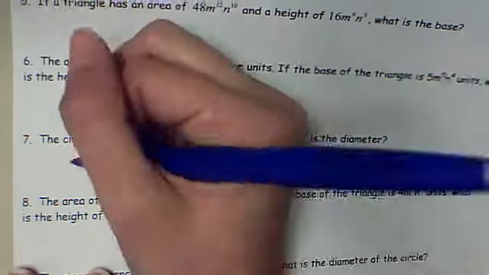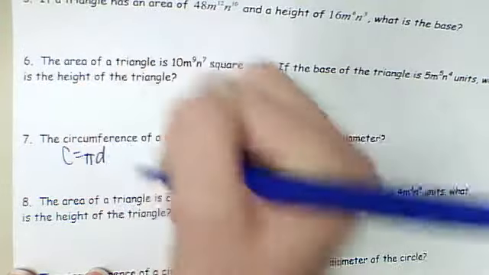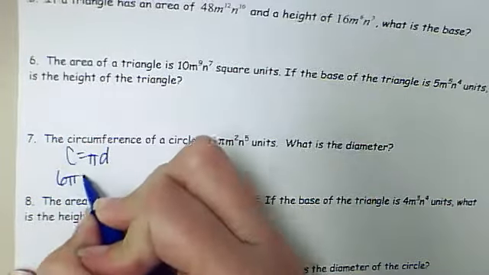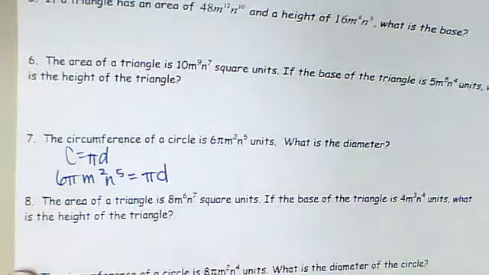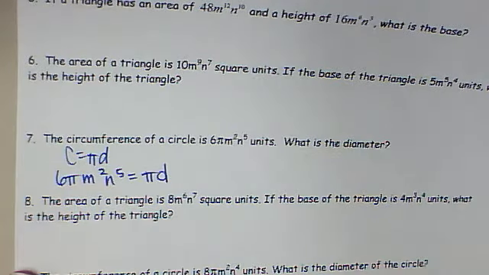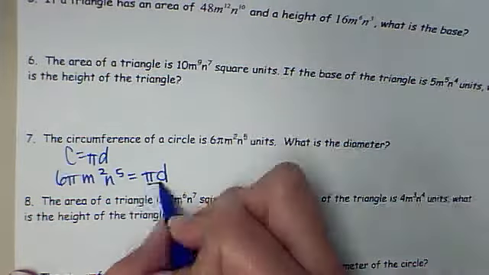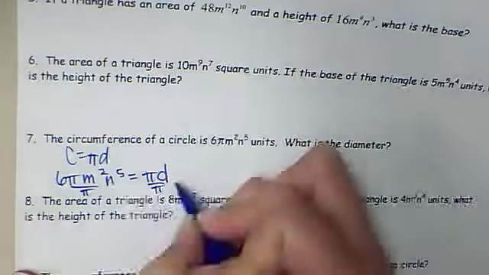Number 7, for example, the circumference of a circle is 6 pi m squared n to the 5th units. What is the diameter? Remember, circumference is pi times d. So I have 6 pi m squared n to the 5th equals pi times d. To get d by itself, d is being multiplied by pi. The opposite of multiply is divide. So I do that on both sides.